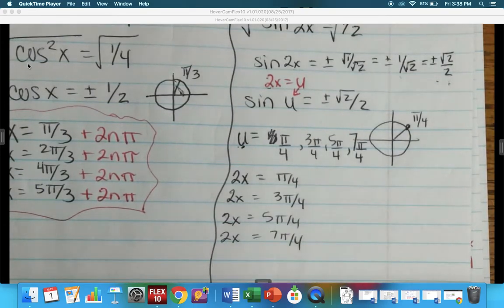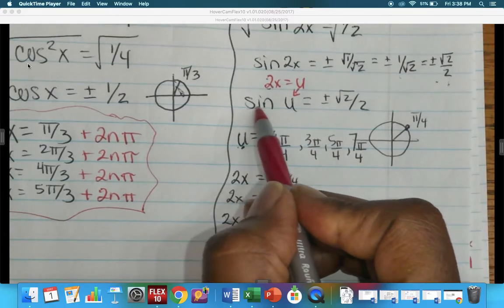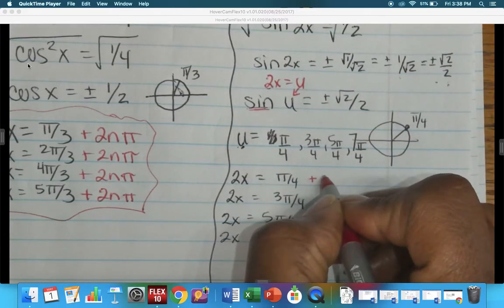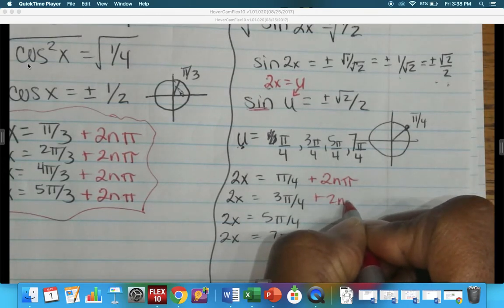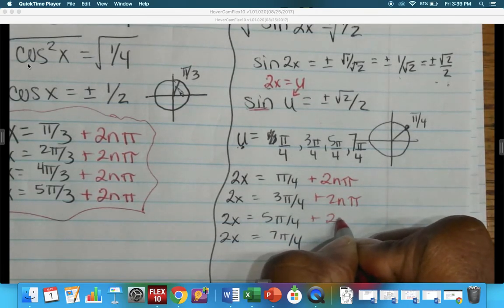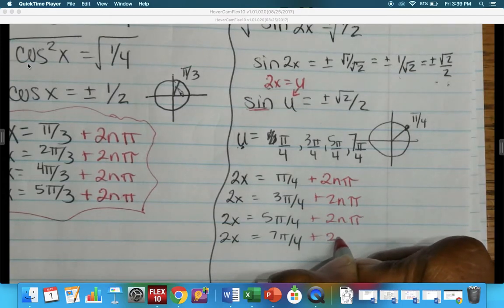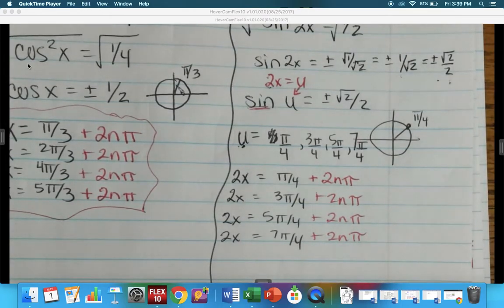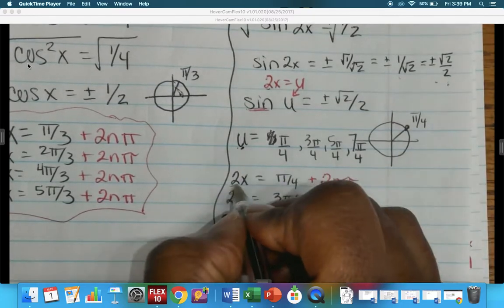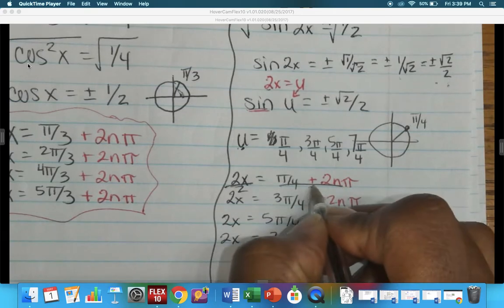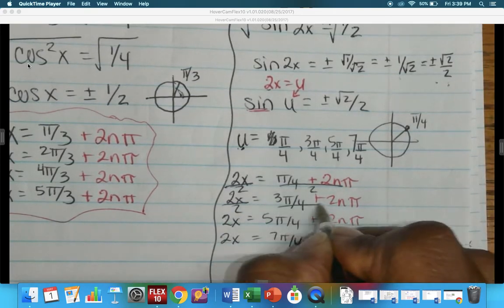I do have to make sure I'm adding in that extra. We're talking about sine here. The period for sine is 2 pi, so I have to make sure I'm adding in that 2 n pi to all my answers, because I want all the solutions, not just from 0 to 2 pi. I want from 0 to 4 pi and 6 pi and 8 pi and all those different places. So I have my answers, except I have 2x, so I do need to divide both sides by 2. Divide everything by 2.